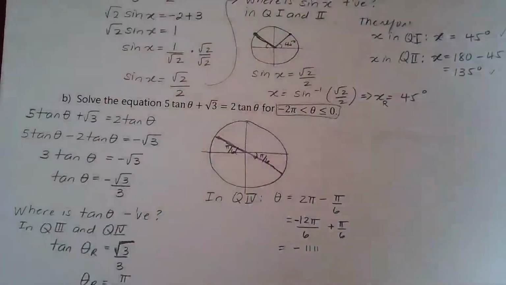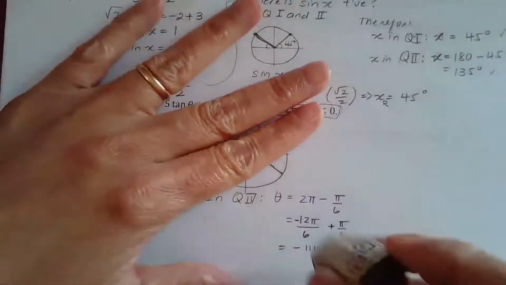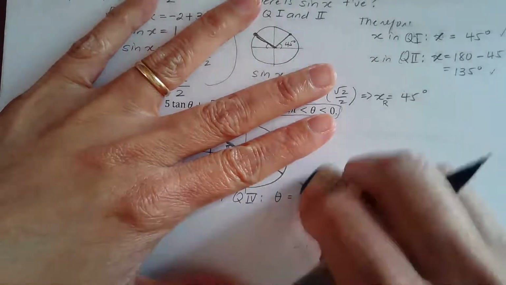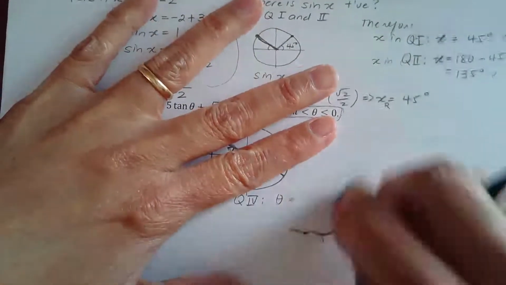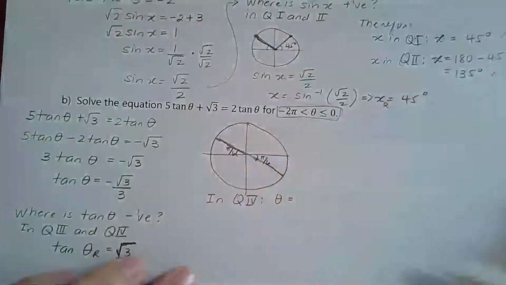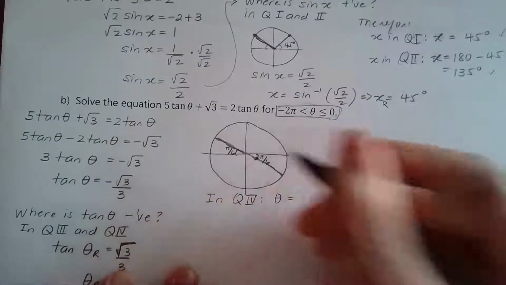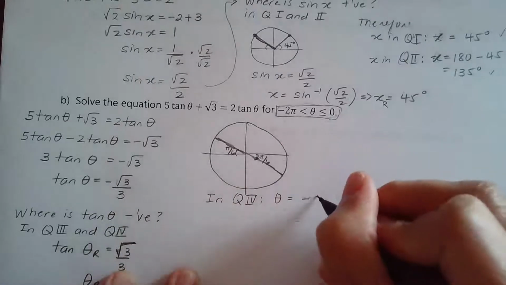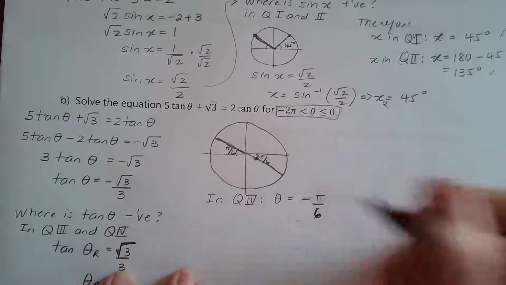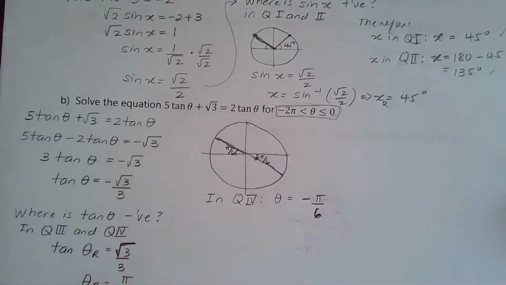Actually, I don't need to do that because I can see it. Let's make our lives easy. I know I have to go this way, so it's going to be negative pi by 6. I don't have to do all that extra calculation. I know it's going to be negative pi by 6.